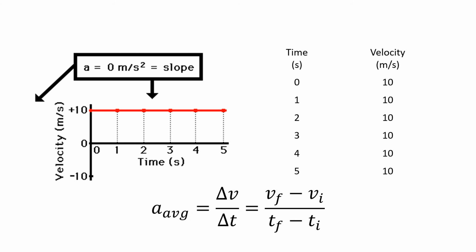So how do you calculate the slope? Like we said, average acceleration is change in velocity over change in time. With this one, for example, let's do 1 to 3 seconds. It'll be 10 minus 10 divided by 3 minus 1, so 0 over 2. It's going to be 0 meters per second squared as my slope. No matter which pair you pick, you're always going to get the same acceleration, 0, because the velocity is constant.